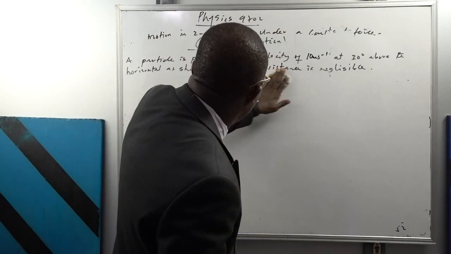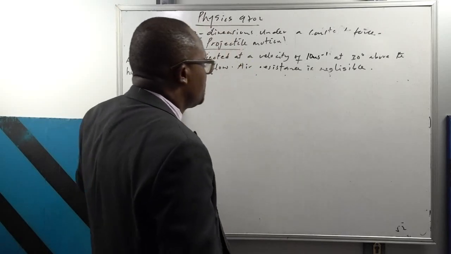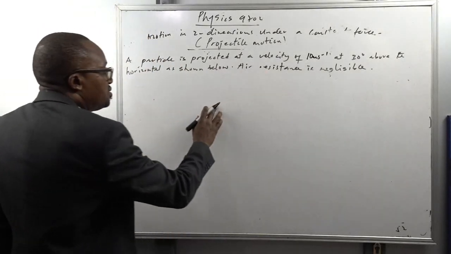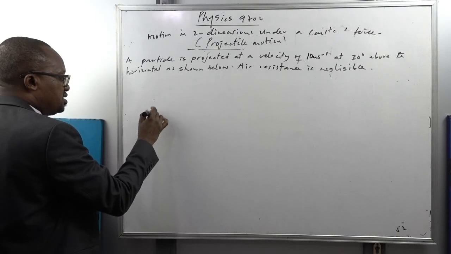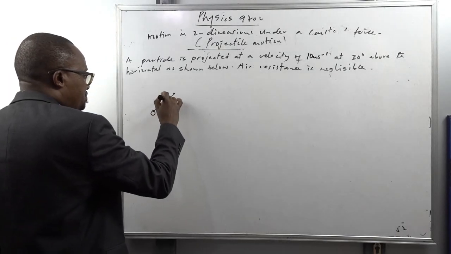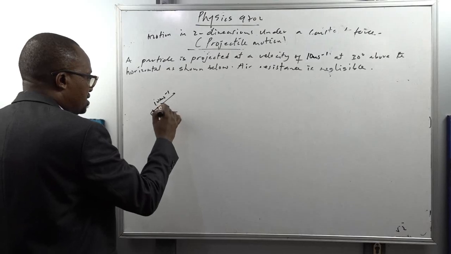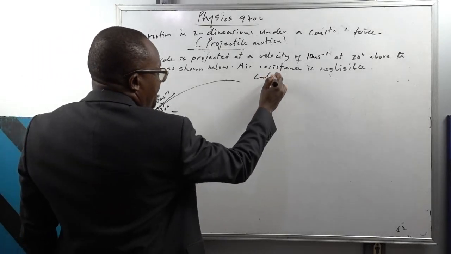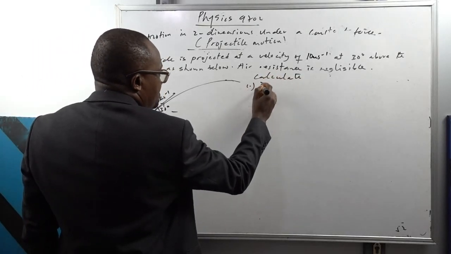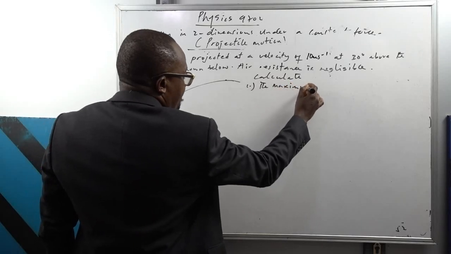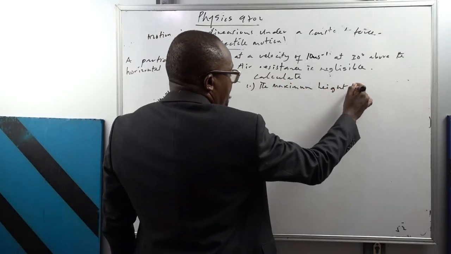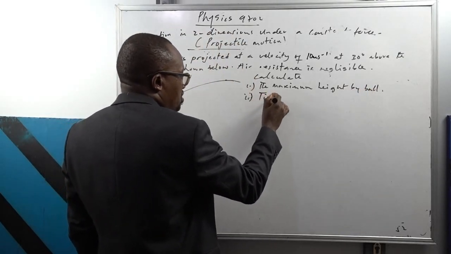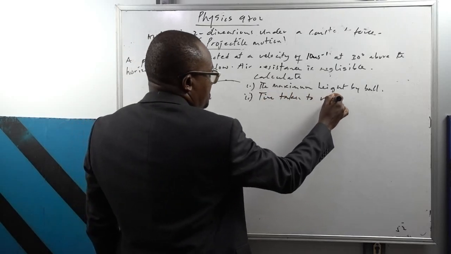As in the case of a ball projected at a velocity of 10 meters per second at 30 degrees above the horizontal as shown below, air resistance is negligible. So it was projected at a velocity of 10 meters per second at 30 degrees above the horizontal, and it moved like this. So the question I want to do here is to calculate, one, the maximum height reached by the ball. Then 2, the time taken to reach the maximum height.